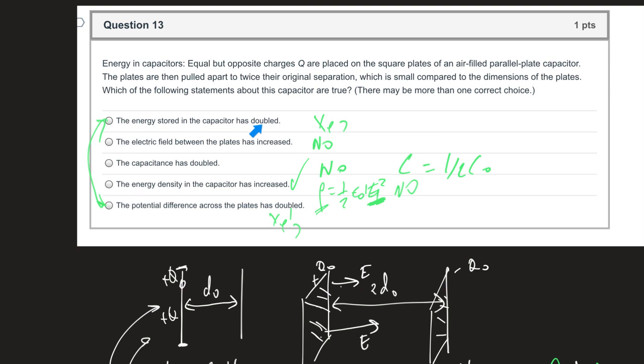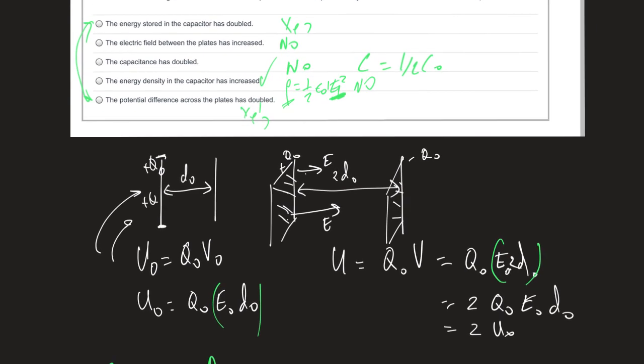Yes, you can calculate the energy. The initial energy stored will be 1/2 Q0 V0, so 1/2 Q0 E0 D0. But when you increase the distance to 2D0, the charge Q0 will not change, but the potential will change because the potential is E0 times D. So it will be 1/2 Q0 E0 times 2D0, so it will be 2 times U0. So this is true.